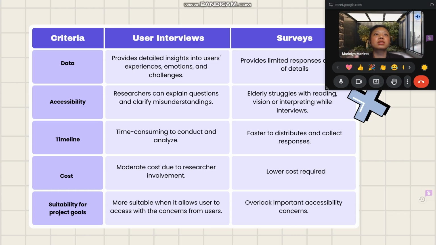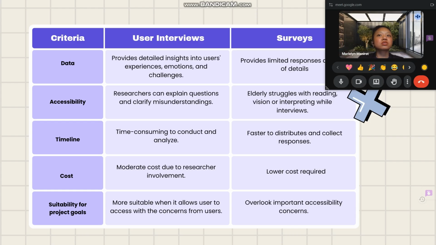For the cost, user interviews have a moderate cost due to researchers' involvement, so they do not have to use any outsourced sources to gain data. However, surveys cost much lower than user interviews because they use online resources, so it is easier and costs less. And the last is suitability for the project goals.